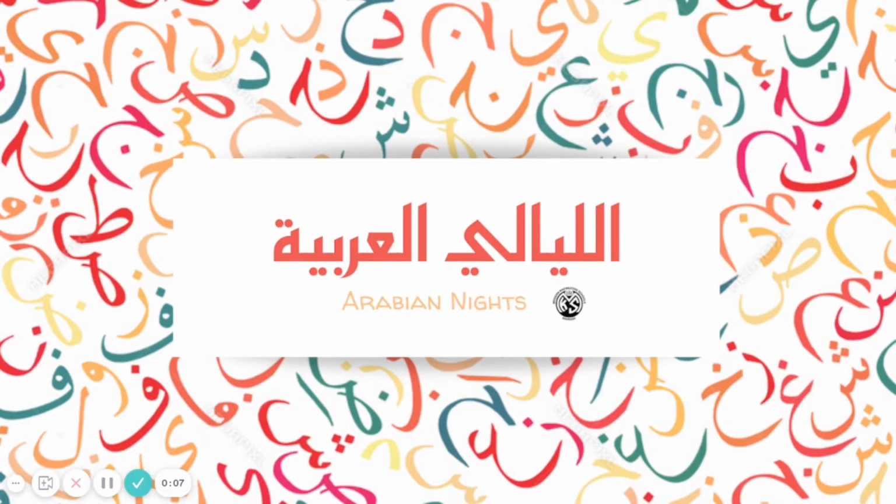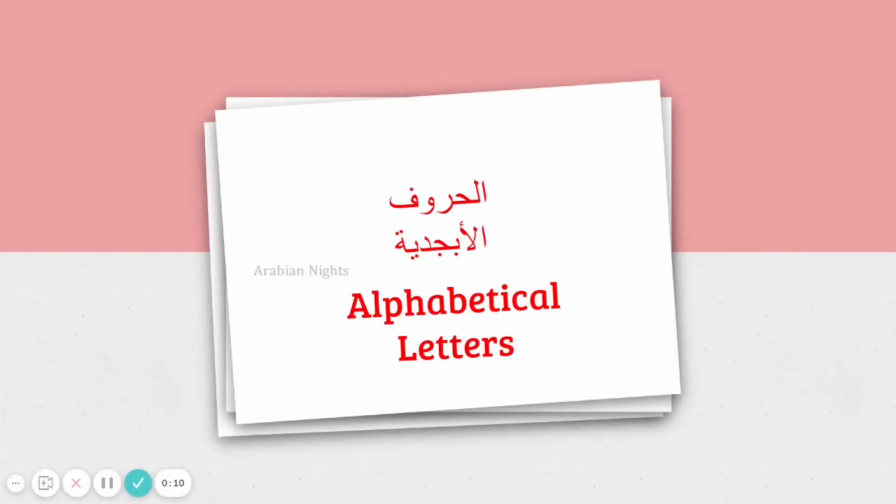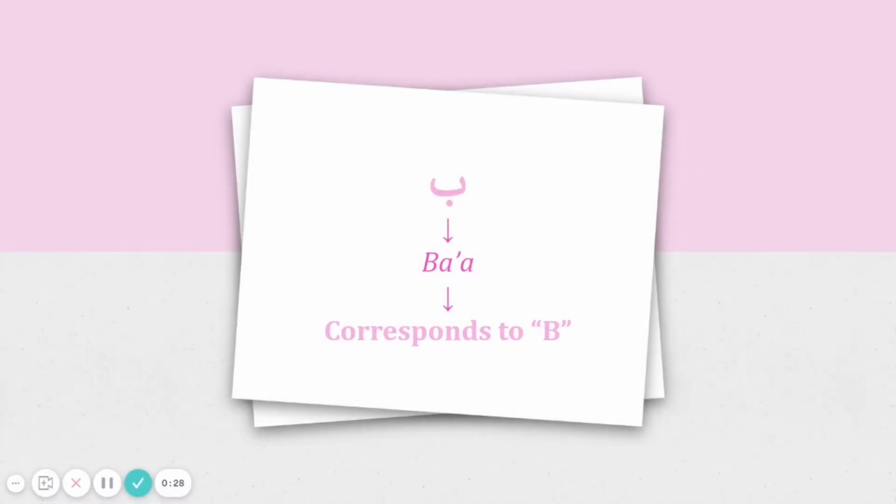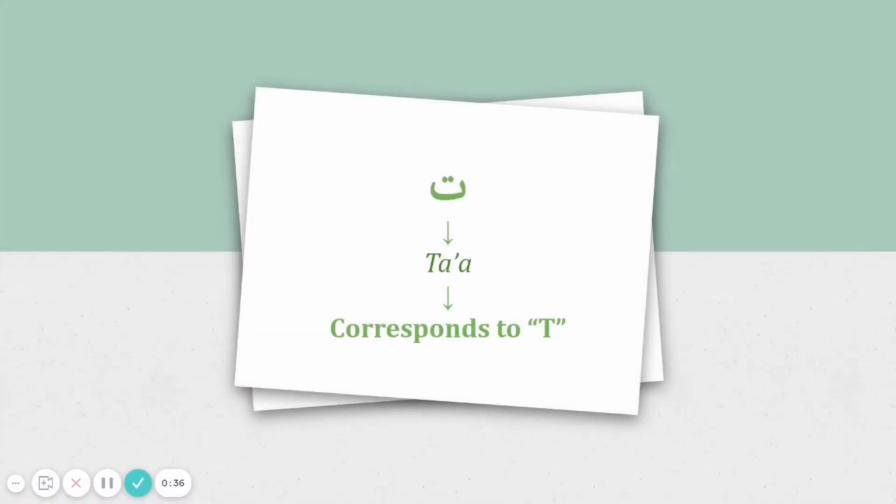In this episode, we're going to be learning about the Arabic alphabet, or al-huruf al-abjadiyya. The first letter in the Arabic alphabet is alif, and it corresponds to the letter A in the English language. Next is the letter ba, which corresponds to the letter B in English. Ta, and this letter corresponds to the letter T in the English language.